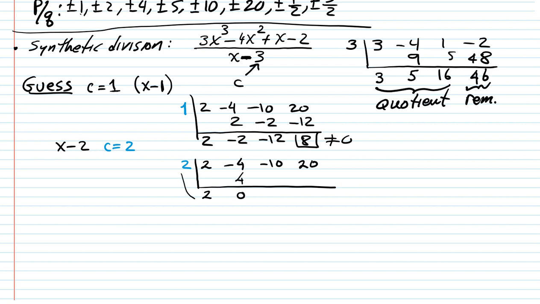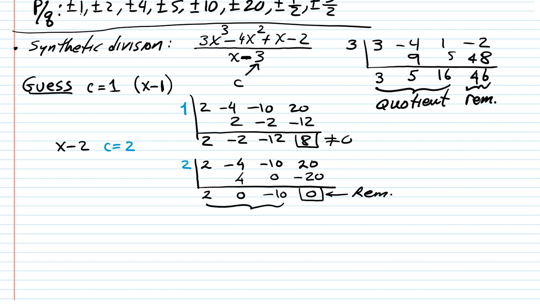We get 0. 2 times 0 is 0. 0 minus 10 is -10. 2 times -10 is -20. You add in column, and we get, voila, there is 0. You see that? This tells me the remainder is 0. If the remainder is 0, by the factor theorem, therefore x minus 2 is a factor.